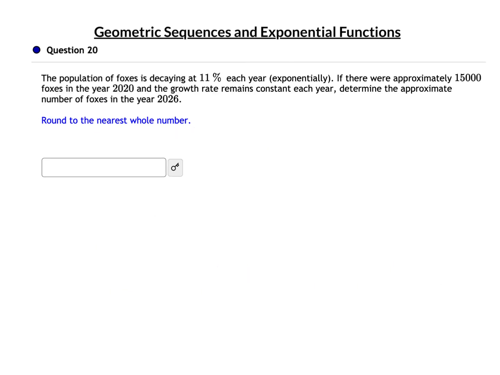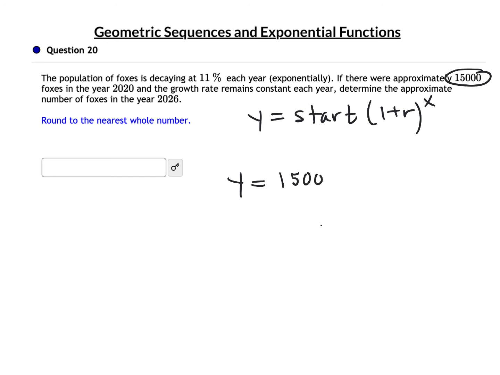Question 20. The population of foxes is decaying at 11% each year exponentially. Y equal to start times 1 plus the rate to the power of x. If there are approximately 15,000 in 2020 and the growth rate remains constant each year, determine the approximate number of foxes in the year 2026. You're starting with 15,000 and it's decaying, it's decreasing. So it's 1 plus a negative rate or 1 minus the rate, 1 minus 0.11.